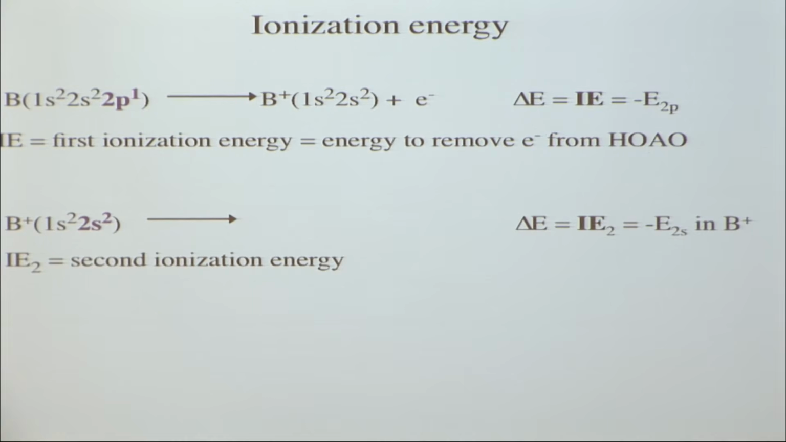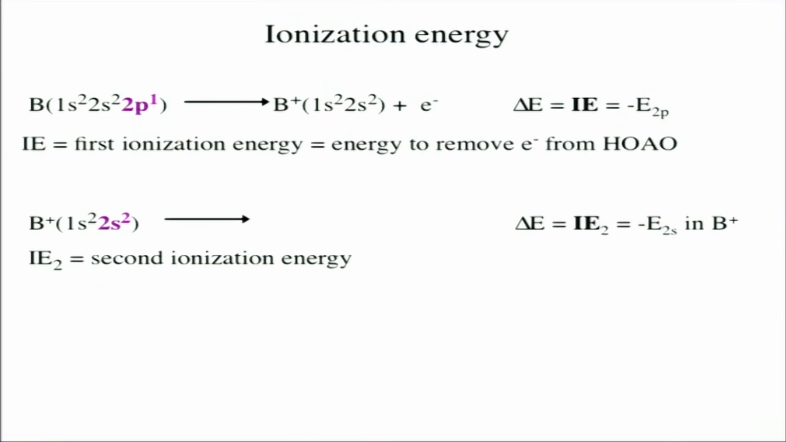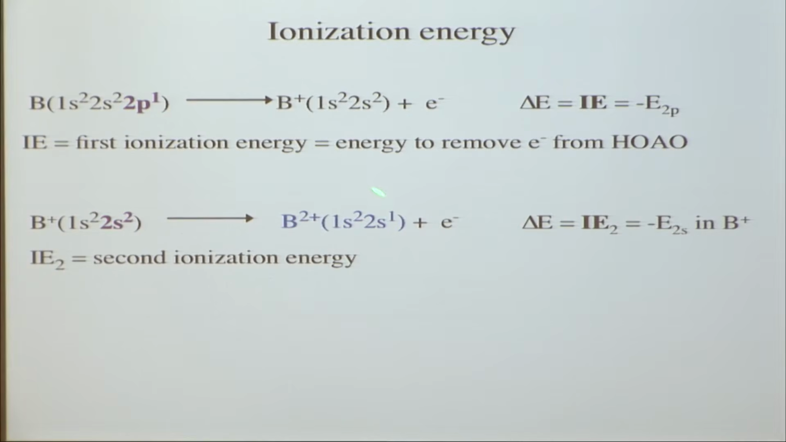So now the second ionization energy, we just keep going. The next highest occupied atomic orbital is 2s. So if we remove that, we get B2+, 1s2, 2s1, and an electron. And now the energy difference is the second ionization energy, so we say IE2. That is equal to the binding energy of the 2s electron in B+, because that's what we're removing. We're removing a 2s electron from B+ here.